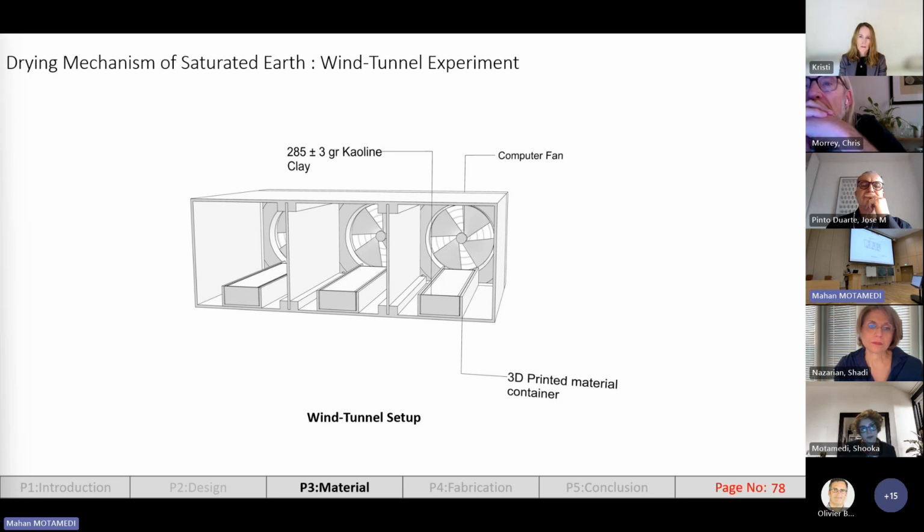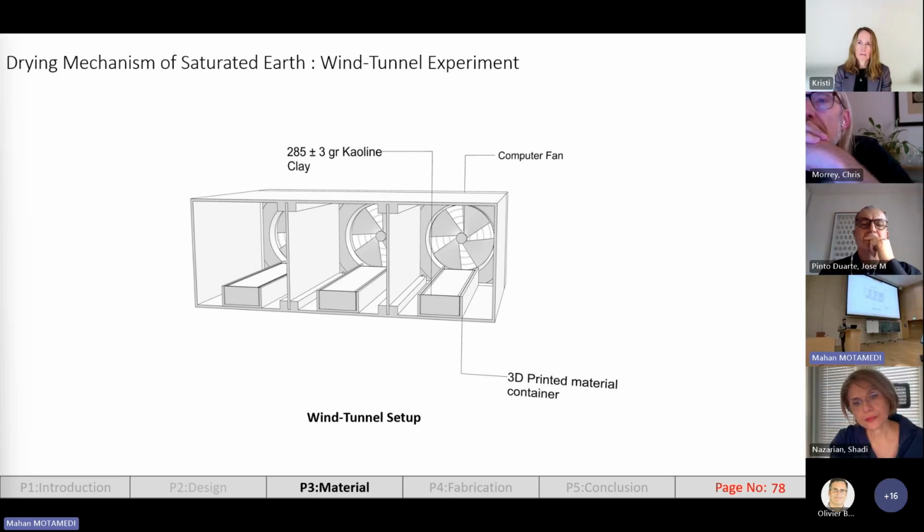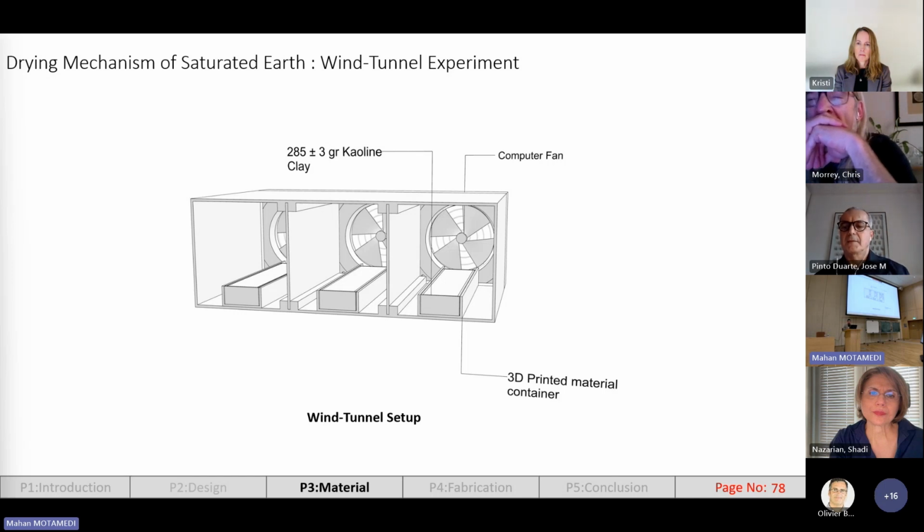So we have fabricated this box. It's divided into 3 different channels. In each channel, we put one computer fan in which we can regulate the fan speed. In front of each fan, we put one material sample. The proportional size of each sample corresponds to the proportional size of typical printed materials.